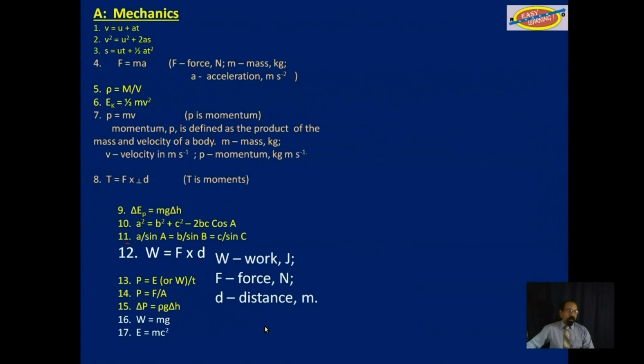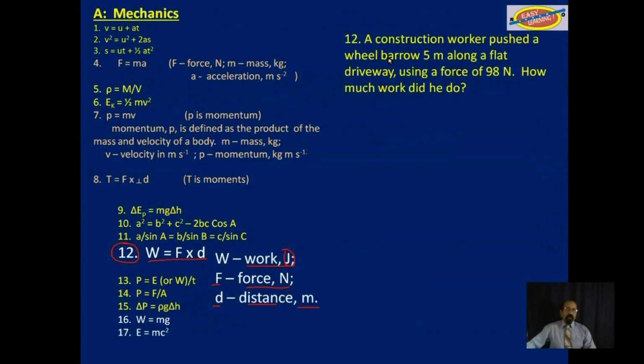The next one we are going to look at is Formula 12. Work is equal to force times distance. W is work in joules, F is force in newtons, and D is distance in meters. A construction worker pushed a wheelbarrow 5 meters along a flat driveway using a force of 98 newtons. How much work did he do?